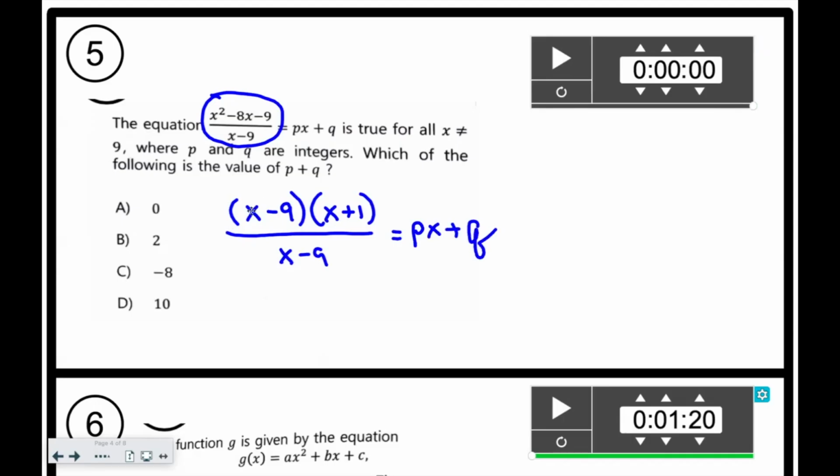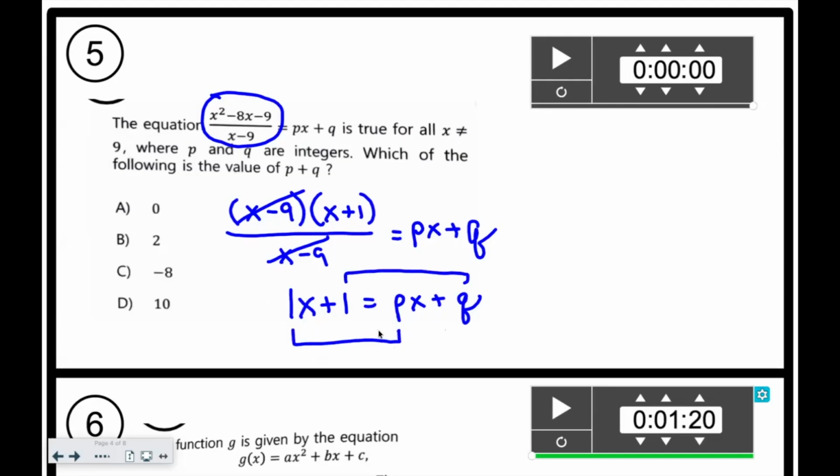Whoops. And the x minus signs cancel. So you're just left with x plus 1 equals px plus q. So therefore, you could think of this as 1x plus 1. So therefore, this one must be p, and this one must be q. And when you add p and q together, you're just going to get 2.